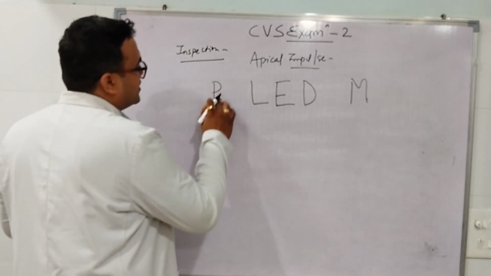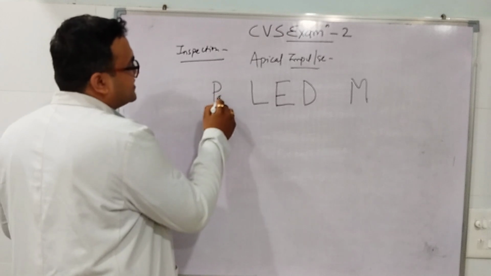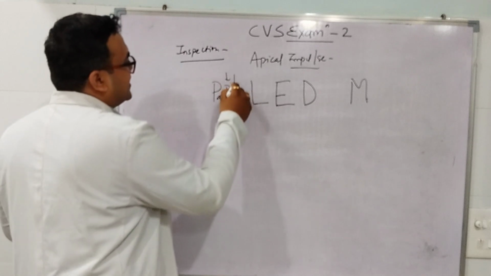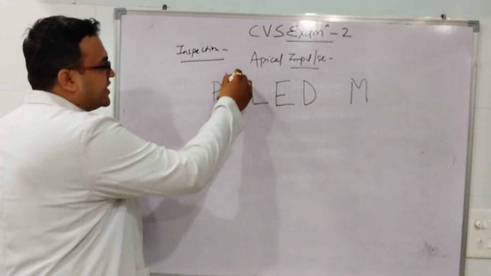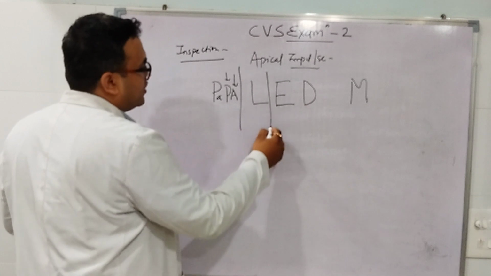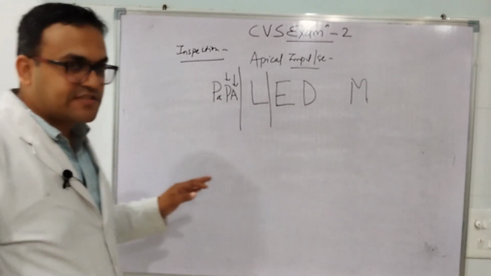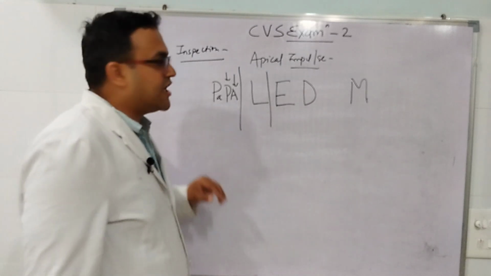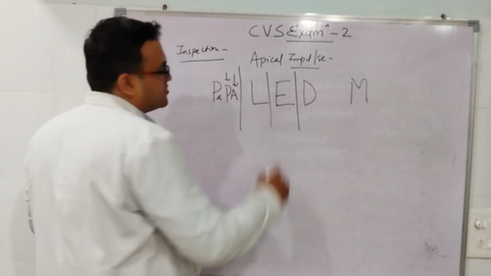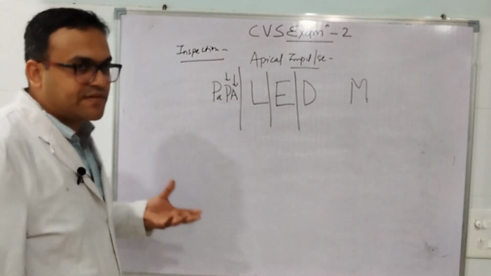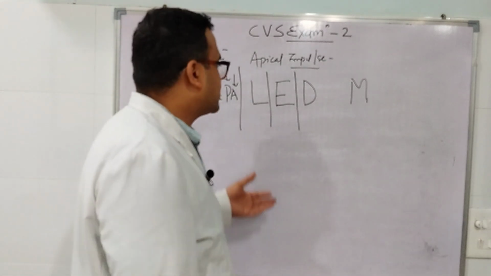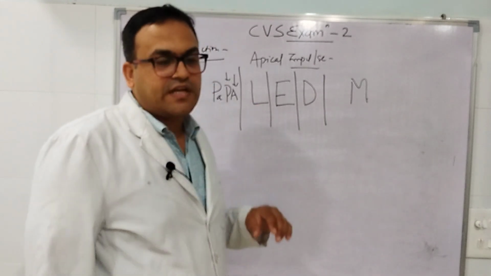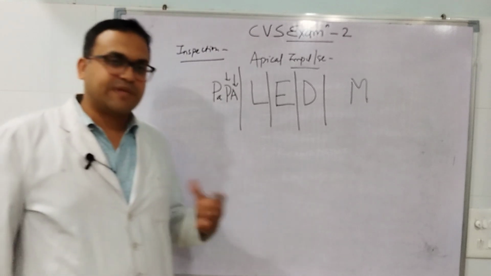So this is the mnemonic: position, whether it is present or absent. We have already discussed this. Next is location, which we have already discussed. It is present in the left fifth intercostal space, half inch medial to the mid clavicular line. Extent, which we have already discussed, is around 1 finger breadth or 2.5 centimeters. Displacement: whether the apical impulse is displaced or not.